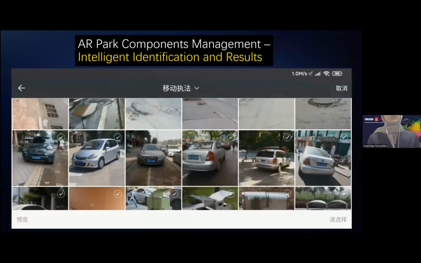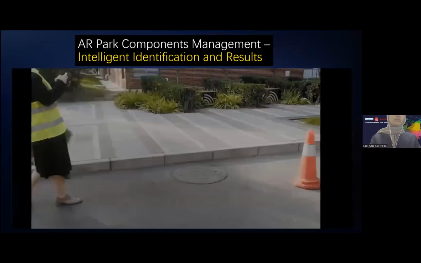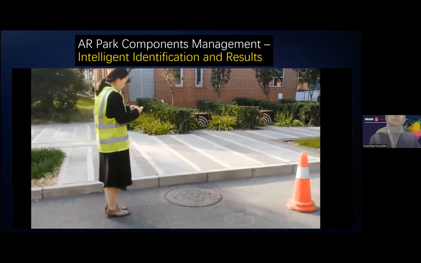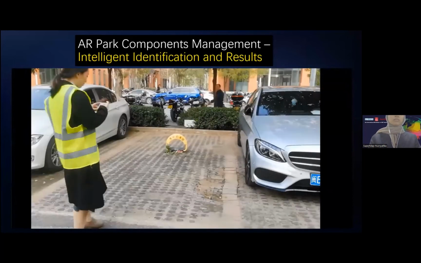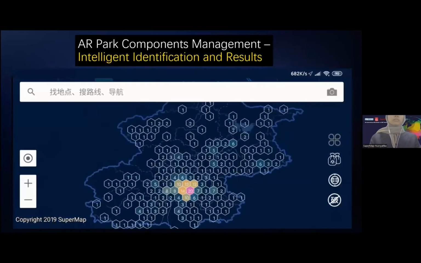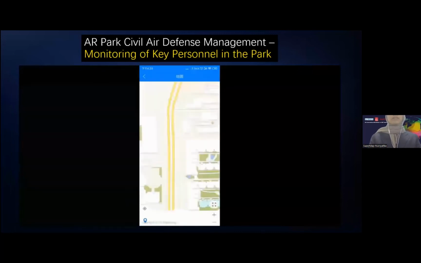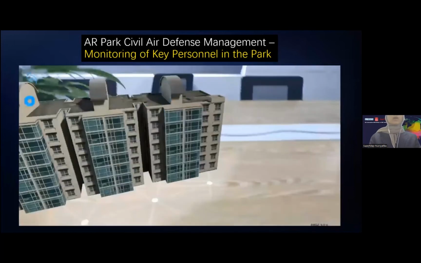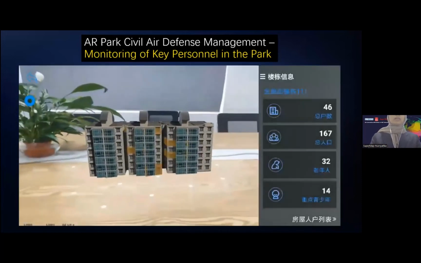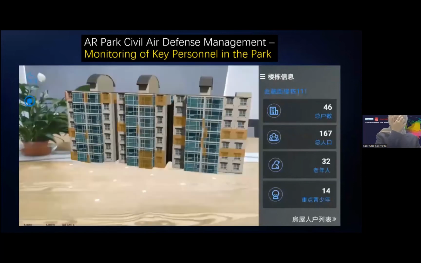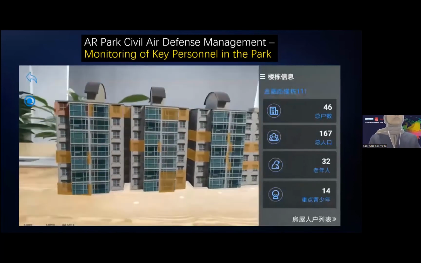Okay, so this is when you do the intelligent identification, and how the results are displayed by using the AR technology. This one is the example of the AR part in the civil air defense management, where from the phone, you can have the augmented reality and see the properties of the building. Like you can monitor the key personnel in the park, like how many people are in this building, or how many houses in this building, and so on.